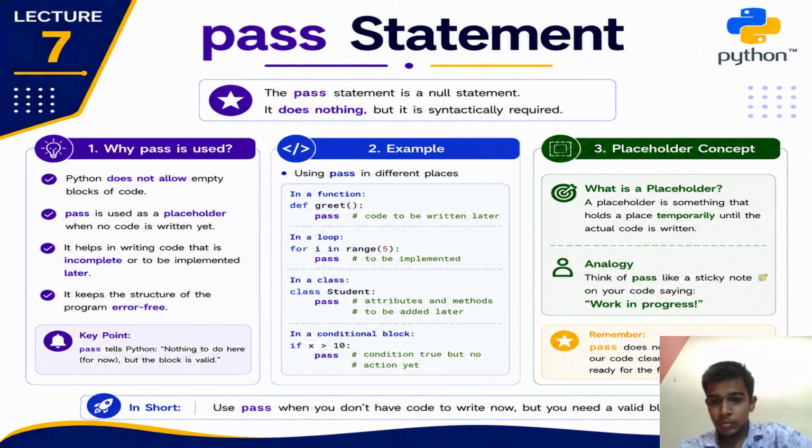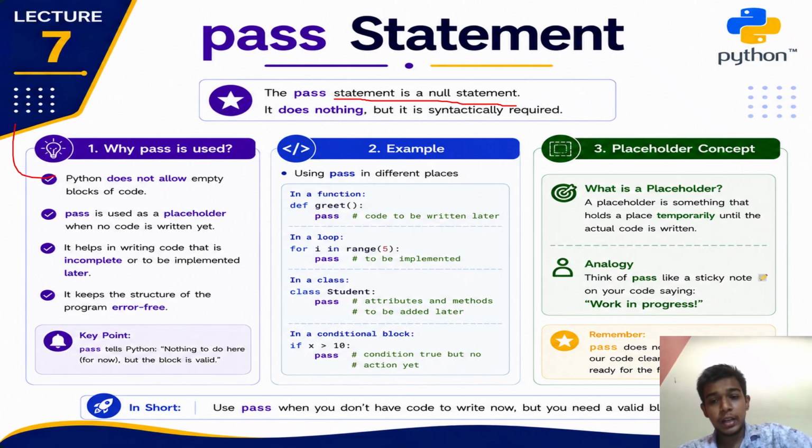Now let's learn about another Python statement called the pass statement. So what is the pass statement? The pass statement is a null statement. This means it does nothing when Python executes it. But even though it does nothing, it is very useful because it helps us write valid Python code when we don't have any code to write yet. So why is pass used? This is a common question because pass is a null statement, so why is it used?